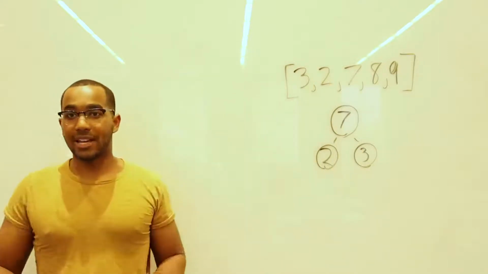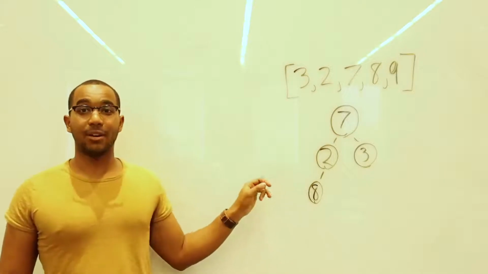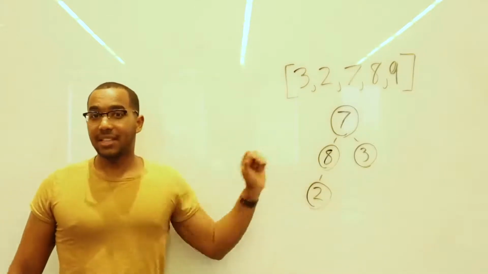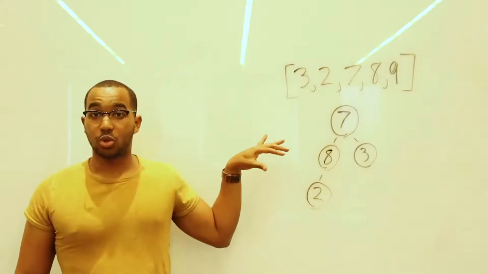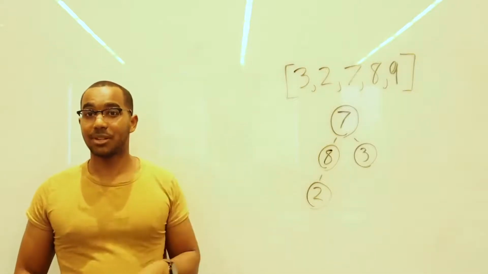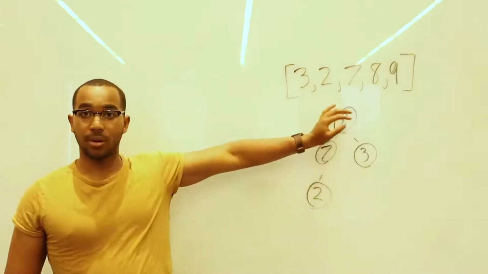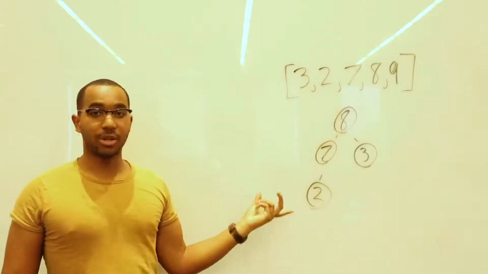So now insert 8. So now 8 says, hey parent, am I bigger than you? 8 is bigger than 2, swap. And then 8 says, hey parent, am I bigger than you? Swap 8 and 7. 8 is bigger than 7. And now our heap ordering property is still intact. Our parents are bigger than what is below them, their children.